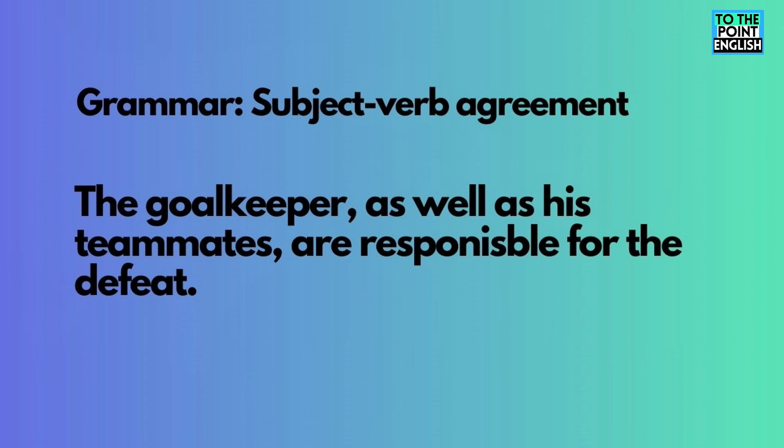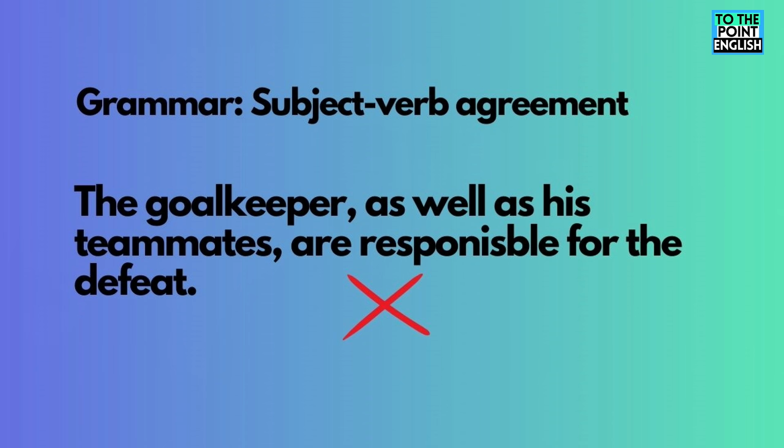But sometimes people make mistakes. Even native English speakers make mistakes with subject-verb agreement. So: the goalkeeper, as well as his teammates, are responsible for the defeat. Is that a correct sentence, do you think? Is the verb agreeing with the subject? Well, no, it's not. Because the subject here is the goalkeeper. So the goalkeeper are responsible for the defeat. It does not make sense.